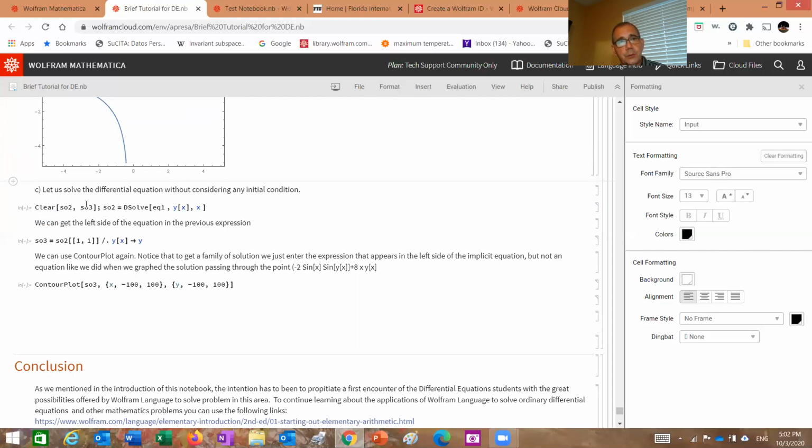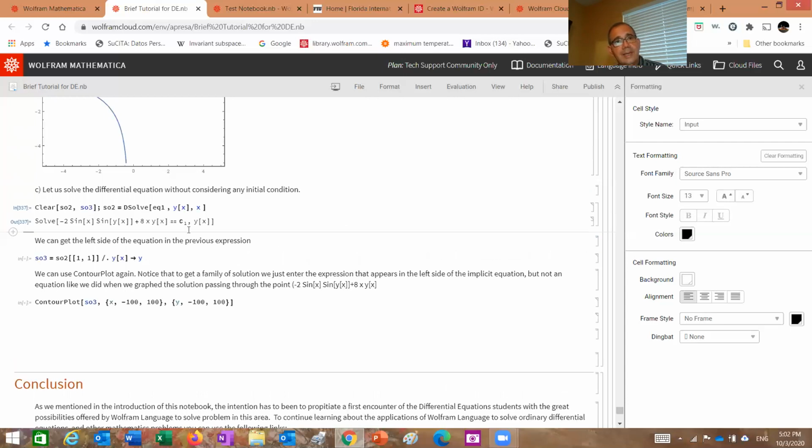Again, let me clear S of 2 and S of 3, and now I'm going to use S of 2 to denote the solution of that equation that we had at the beginning, with respect to x, as a differential equation, of course. What do you get? You get that, but now the C1 is an arbitrary constant. When we solved the initial value problem, the C1 was a certain value. But notice that it says solve this with respect to y of x, because it doesn't know how to solve it. It's an implicit equation.